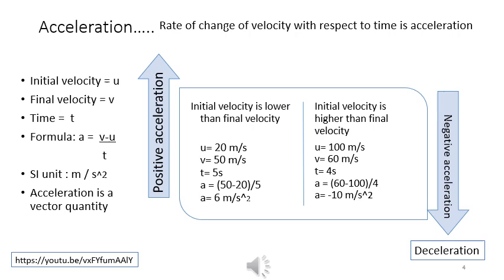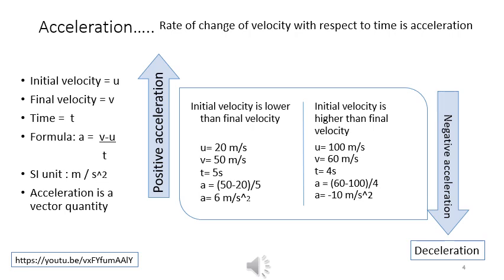Take an example: I have taken initial velocity u as 20, final velocity v as 50, in time, say, 5. If I plug in these values in the formula, a is equal to v minus u upon t, I get the acceleration as 6 meter per second square. Now see the sign, it is plus 6 meter per second square.